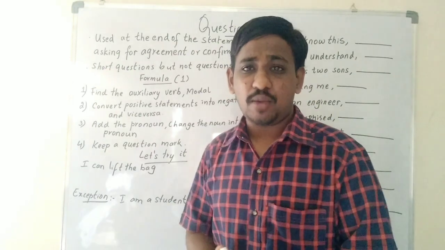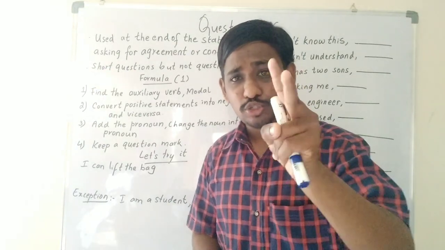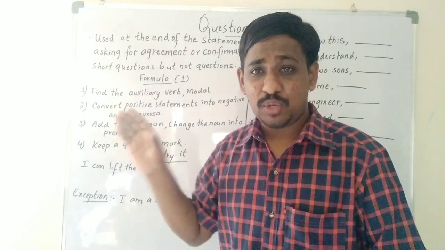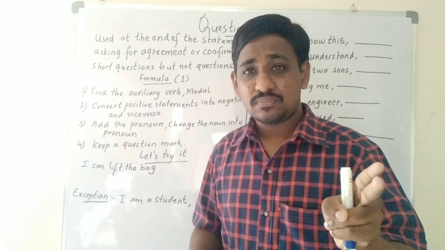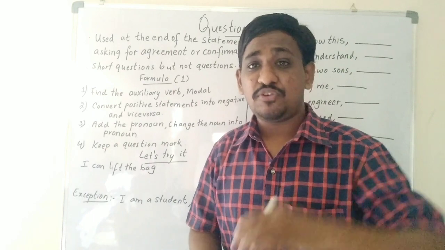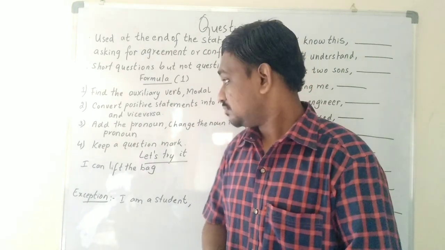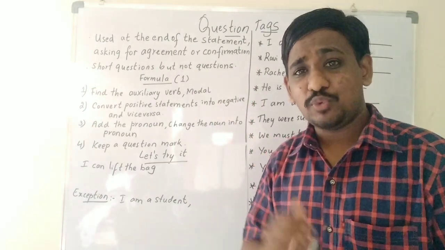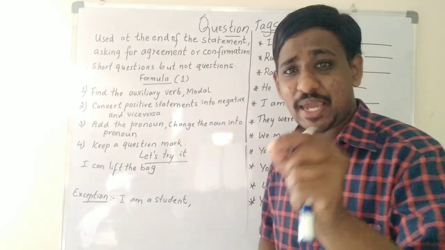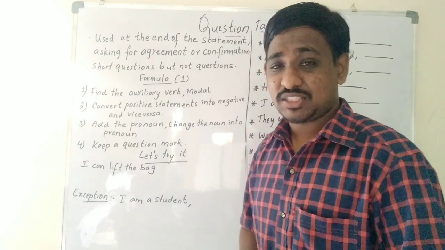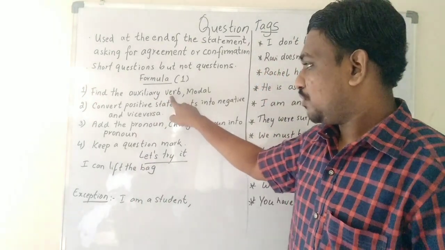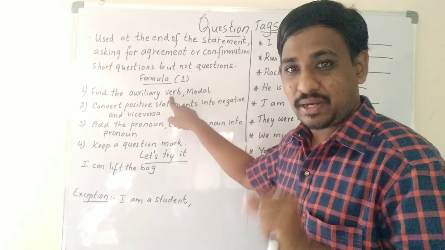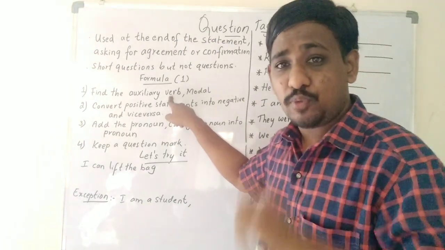I'll give you a simple formula. Two totally I gave you. First, for the auxiliary verbs, how to make question tags. Second one, how to make question tags for the other statements. Let's get started. Just follow this formula, and you will easily understand how to make question tags for the statements. First one, find the auxiliary verb or modal.